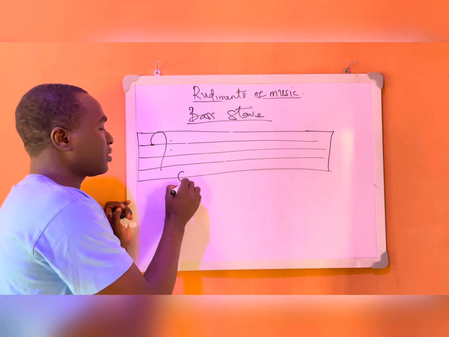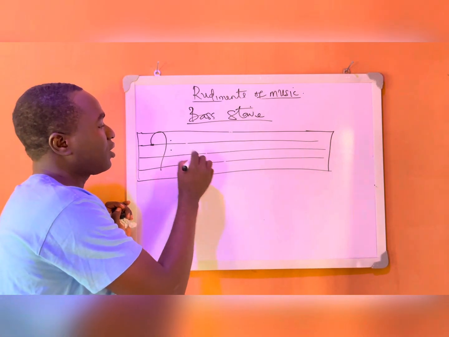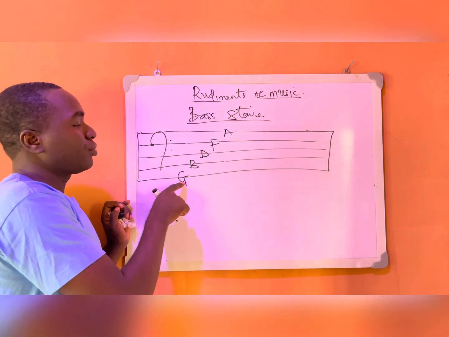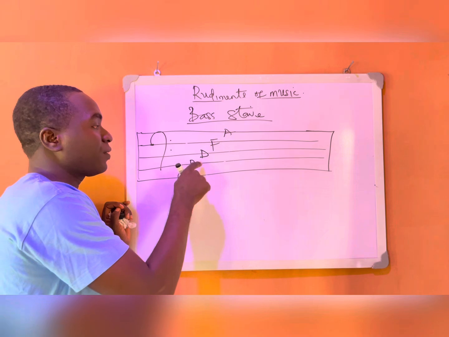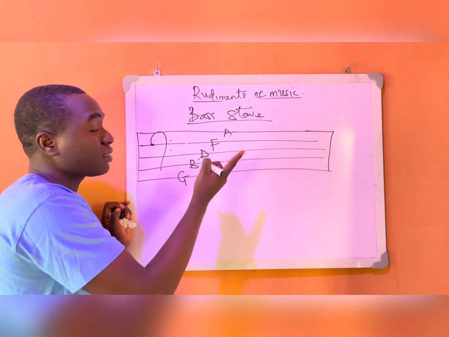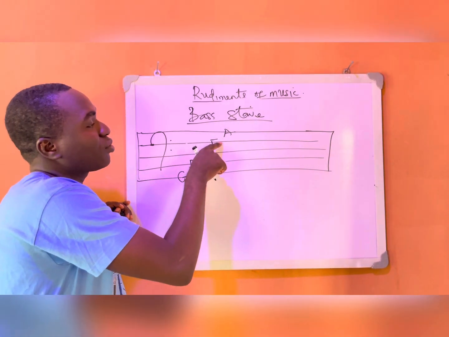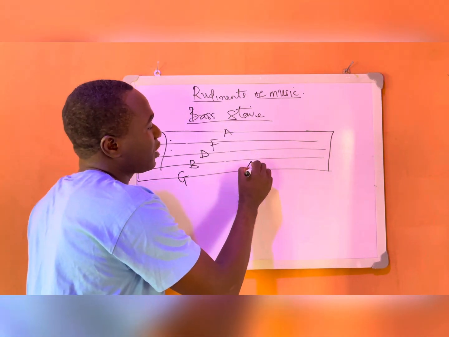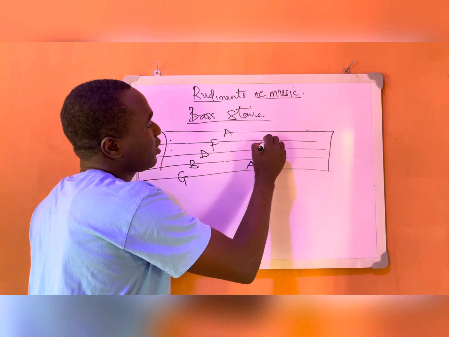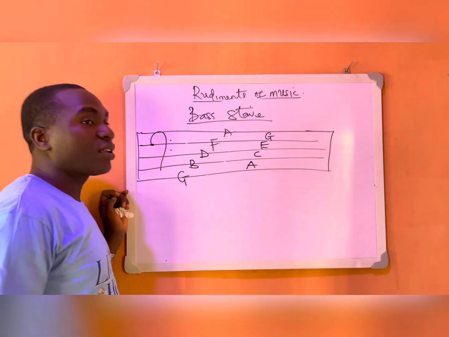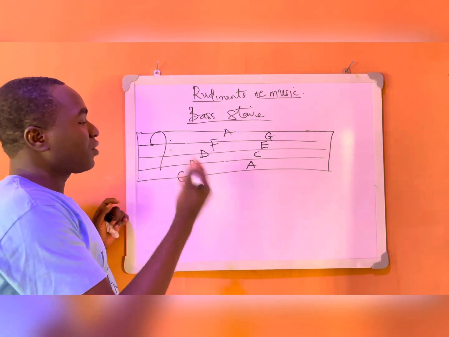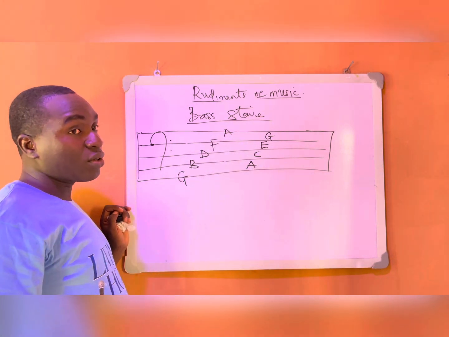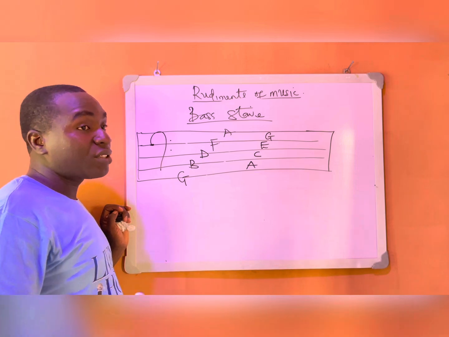So this place is letter G. So letter G followed by letter B for the lines, followed by letter D, followed by letter F, followed by letter A. Then for the spaces we have A, C, E, and G. Remember what we said earlier. If you can't remember the names of the lines and spaces, you can use mnemonics or abbreviations.